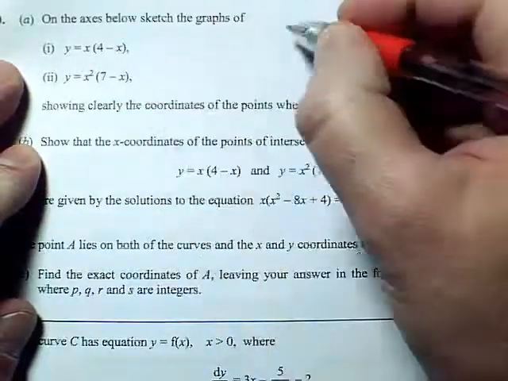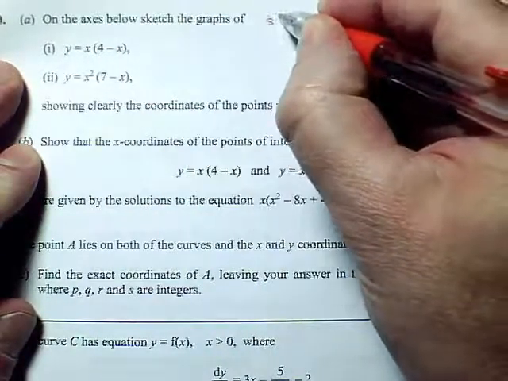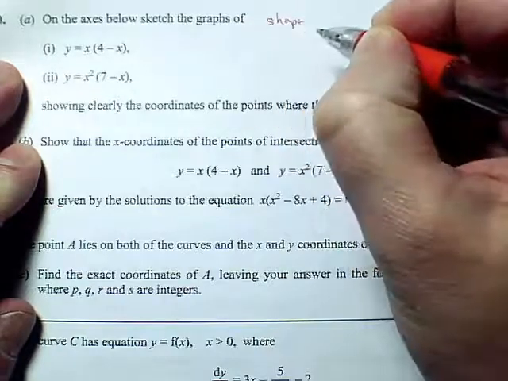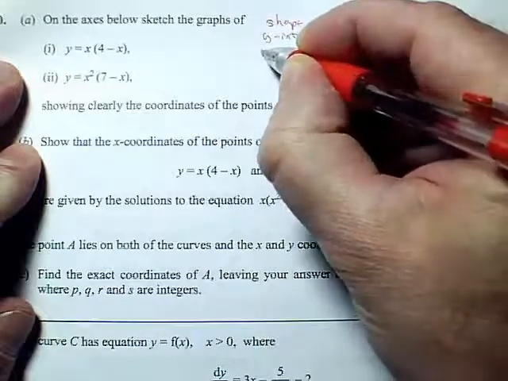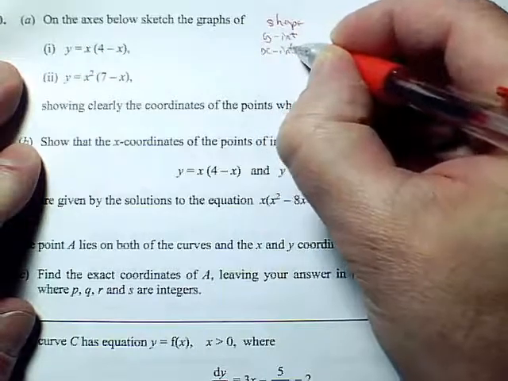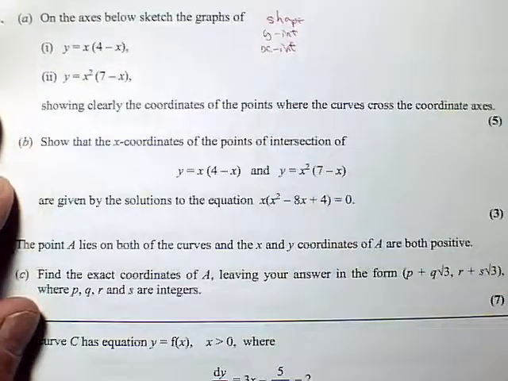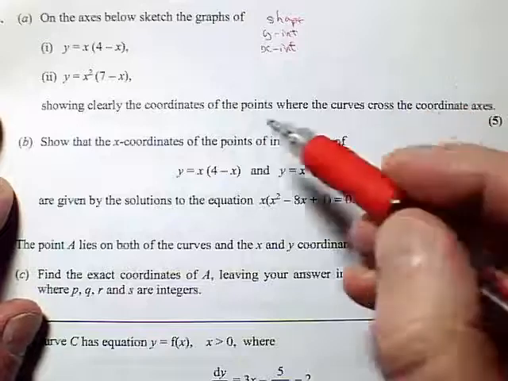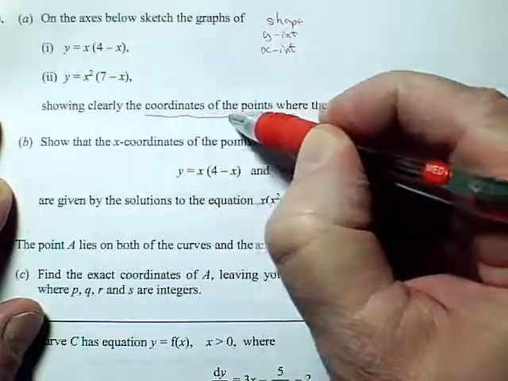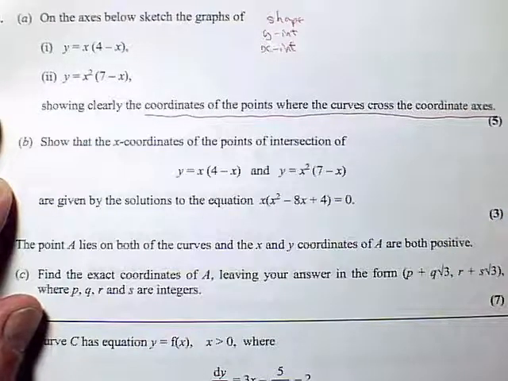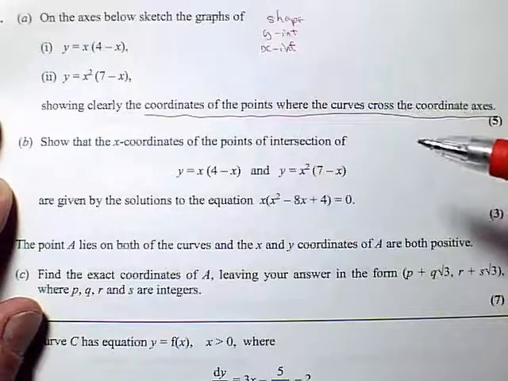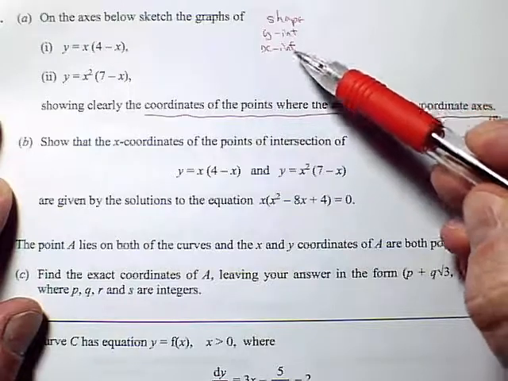So it's a quadratic graph, and the things you think about on a quadratic graph are the shape, which way up is it? You think about the y-intercept, you think about the x-intercepts, and sometimes you need to think about the vertex point as well. What does it ask us to do? It wants the coordinates of the points where the graph crosses the coordinate axes. Doesn't mention the vertex. We've had that on a previous question, so I think these three things will be enough.